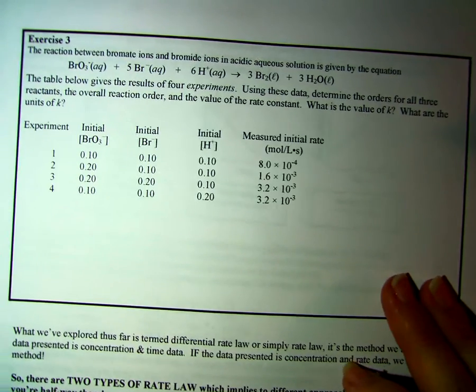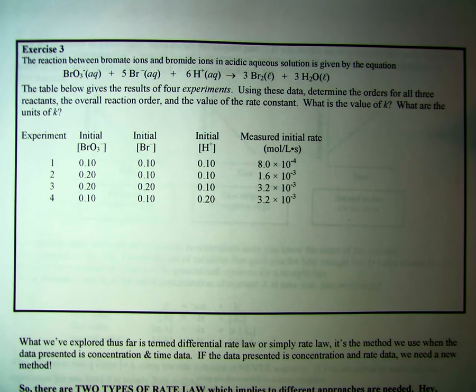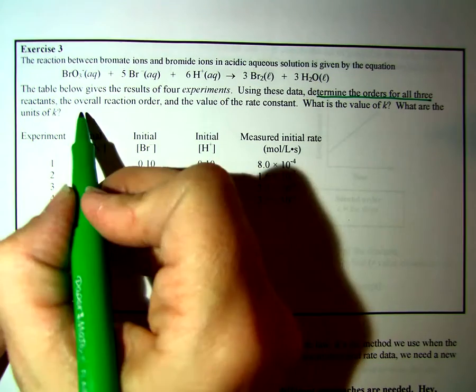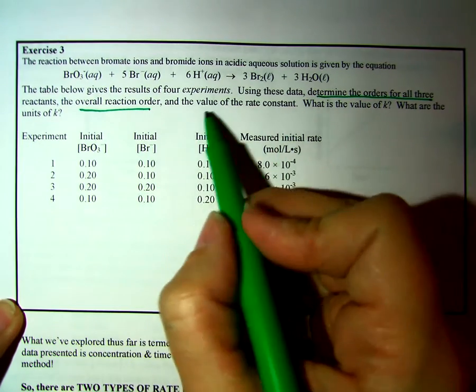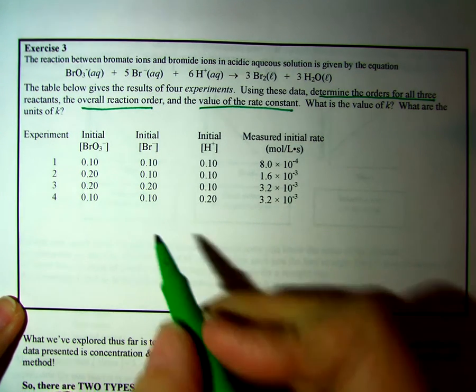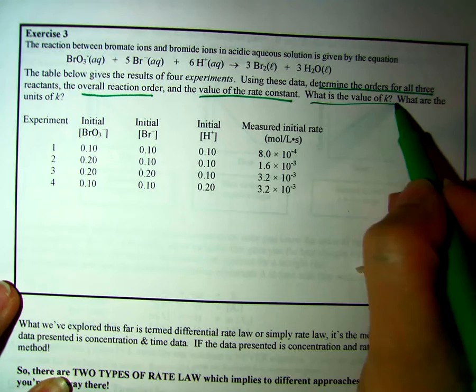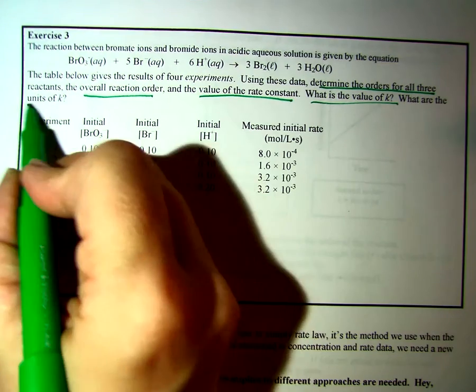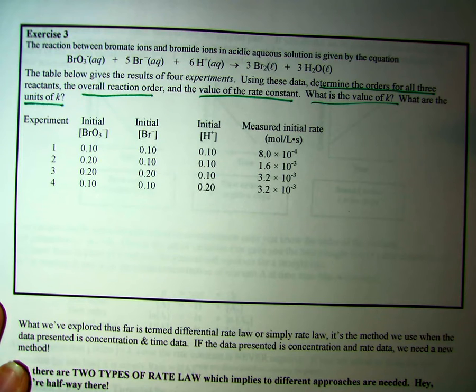All right, exercise 3. This wants you to do several things. It says determine the orders for all 3 reactants, the overall reaction order, and the value of the rate constant. So you're supposed to find everything. All right? What's the value of K? And it also says what are the units of K. So you have to be careful about your units.